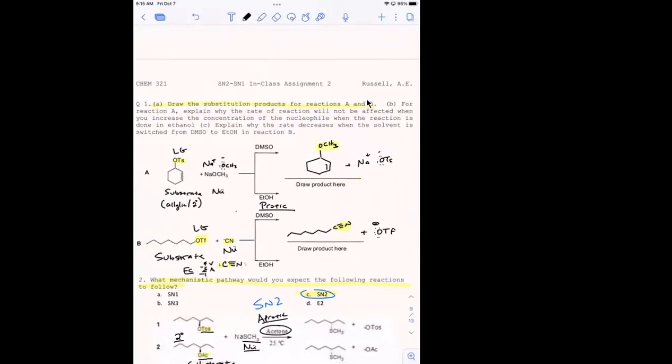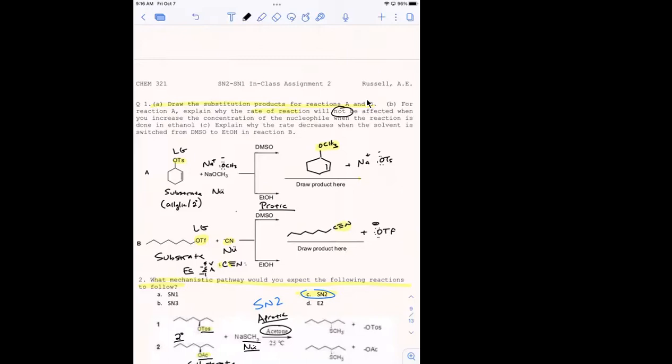And this is a lot of, it's kind of a pitfall for any class. If you're taking an exam, if you read the question and you don't understand what it's asking, then it's hard to answer it. So it says for reaction A, explain why the rate, so it's asking us about the rate of reaction, whether it's going to be fast or slow, will not be affected. So the rate is not affected when you increase the concentration of the nucleophile when the reaction is done in ethanol. Ethanol is a giveaway, right?